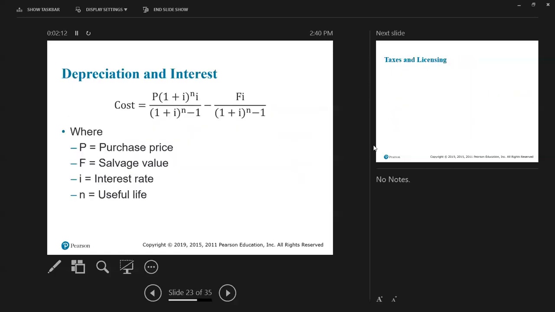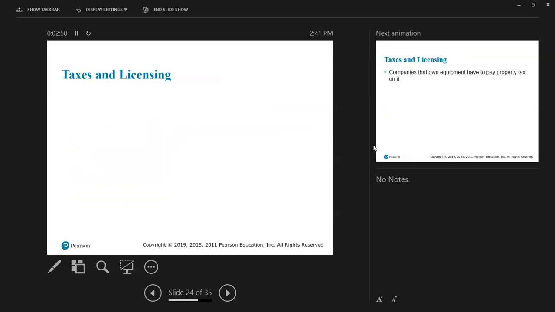We also talked about the tires and how the tires are excluded from the overall depreciation because they wear out quickly, and we have a different calculation for them. We covered that in part 2. You can refer back to the equations. But for depreciation and interest, this is the equation we typically utilize. So P stands for purchase price, F for salvage value, if you're going to salvage the equipment after it has been utilized. And then you have the interest rate, and N is for the useful life of the equipment.